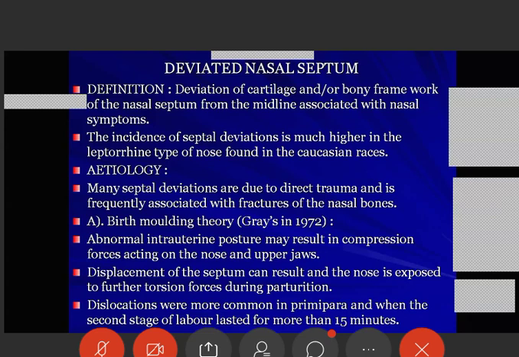Others: dislocations were more common in primipara when the second stage of labor lasted for more than 15 minutes. When the second stage of labor lasted longer, there is a constant compression force over the pubis of the mother, or if it is a posterior position or face presentation, over the sacrum of the mother, leading to compression of the nose, leading to a deviated nasal septum.